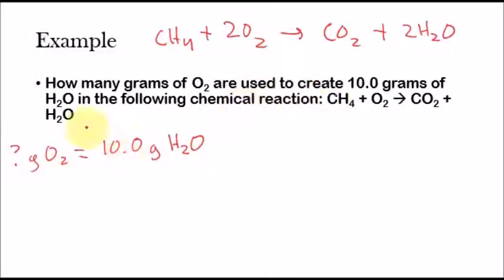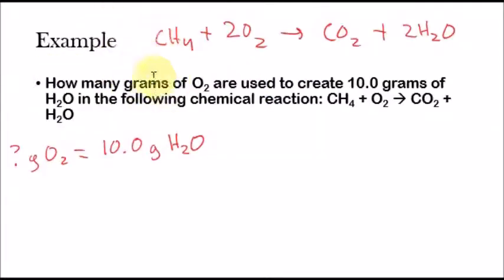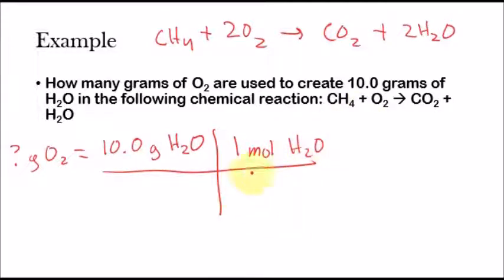So the first thing we do is balance the chemical reaction, and now we're going to change the known to moles. So we have to change this quantity to moles. In order to do that, we need the molar mass of H2O, which is 18.016 grams. If you don't know how I got that, make sure you check out previous videos, because explaining this is going to take a long time, and I don't want to waste anyone's time.